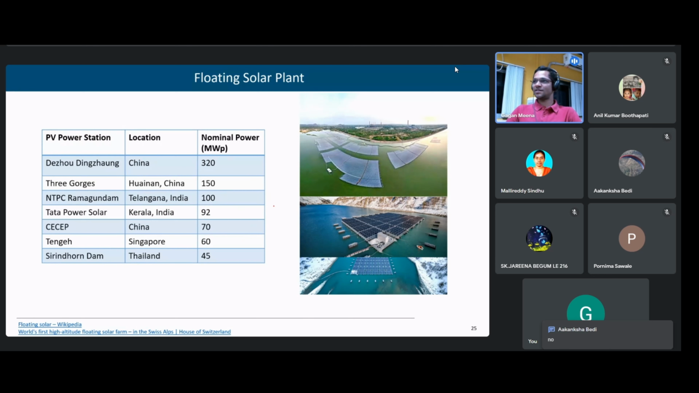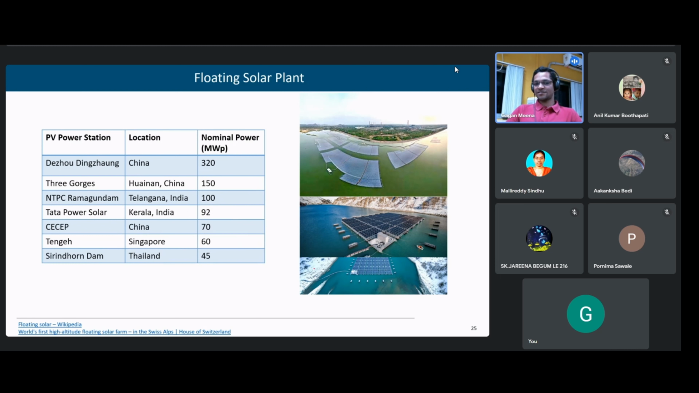So I have listed only those which have the highest capacity. This one is the highest installed capacity of a floating solar plant in India, followed by this one in Kerala, 92 megawatt. There are others also, smaller than these. The first figure is the same for this 100 megawatt plant and this floating solar plant in Telangana. And this figure is of a floating solar plant in Switzerland in the Alps. They have installed this on a very high altitude lake, around 1.8 kilometers above mean sea level.